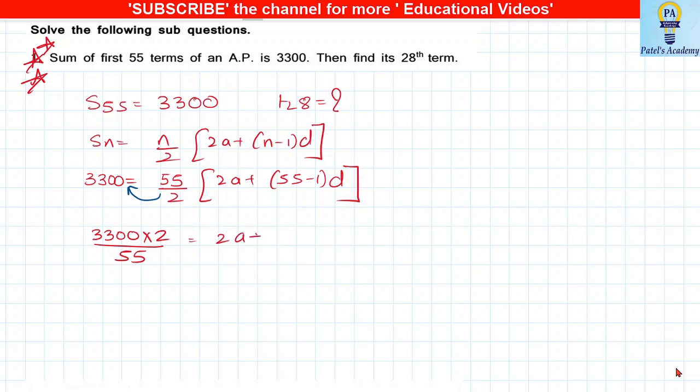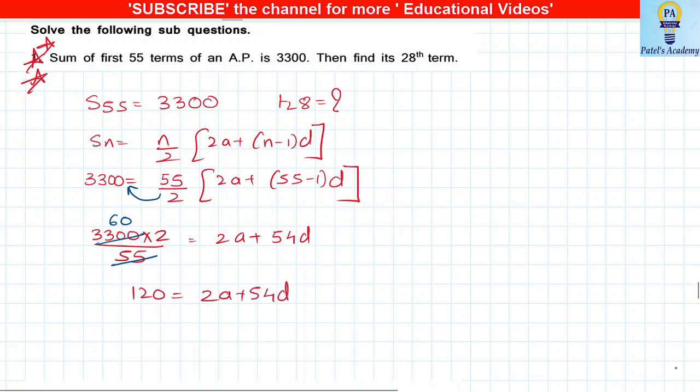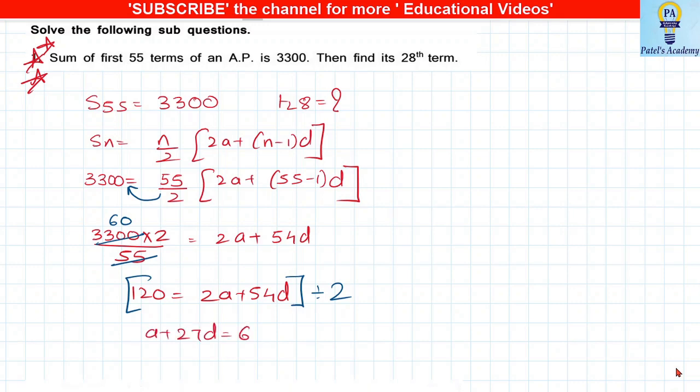Now on the right hand side we have 2a plus 54d. So the next is 3300 divided by 55. So what we get is 60, 60 into 2 is 120, equals 2a plus 54d. Now students, what we see is this whole equation can be reduced by 2. If I reduce this whole equation by 2, what I'll get is a plus 27d equal to 60. Now this equation I'll mark it as 1.